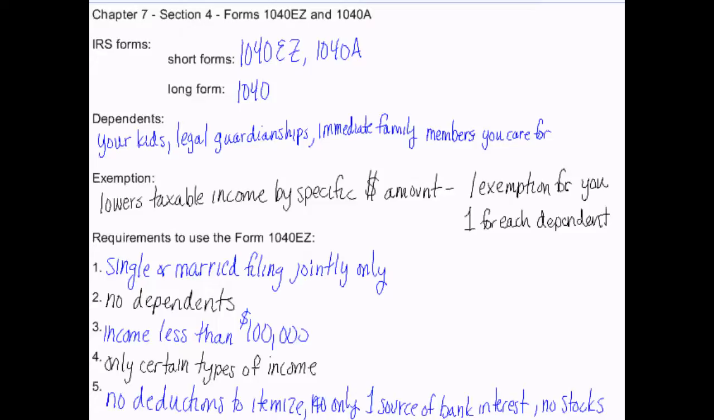And then you cannot have any deductions to itemize. You can only have one source of bank interest, so you can claim bank interest on a 1040EZ, but it has to be all in the same bank, because if you have more than one bank, you have to fill out a different form, and you can't fill out that form with this form. Okay, and no stock dividends from different sources either. So those are the requirements to use the 1040EZ. Basically, for the first several years you pay taxes, you can generally use it, and then after that things start to get complicated as you get married and have kids and stuff. Okay.